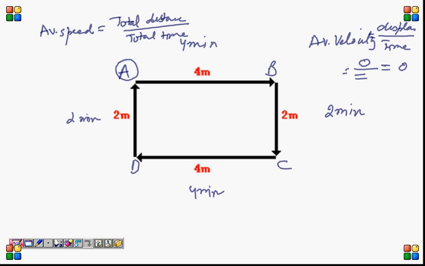In the scenario of average speed, the total distance covered is from point A to B, which is 4, from point B to C, which is 2, from point C to D, which is 4 again, and D to A, 2. And the total time taken is the same thing, 4 plus 2 plus 4 plus 2, in terms of minutes. So it's coming out to be 12 upon 12, which is equal to 1 meter per minute.